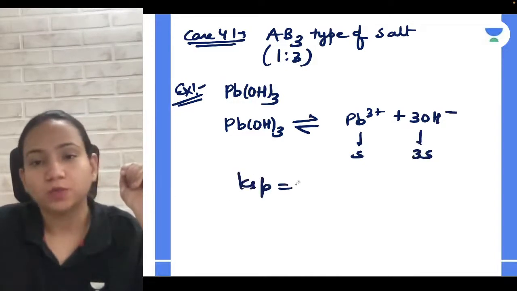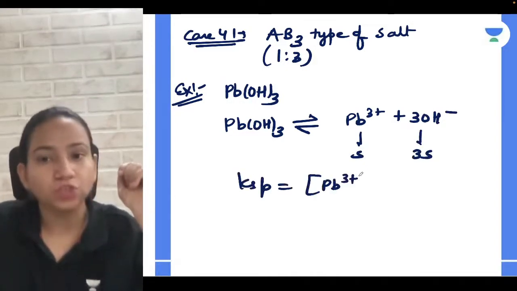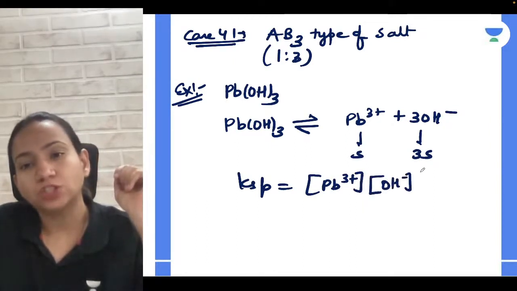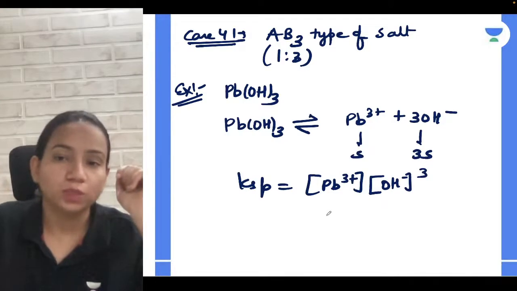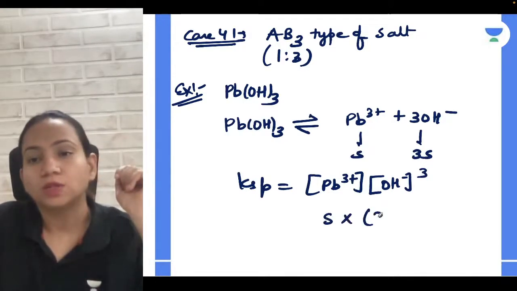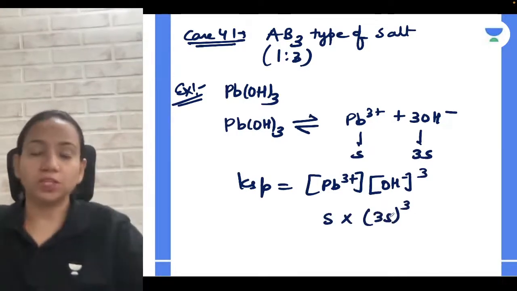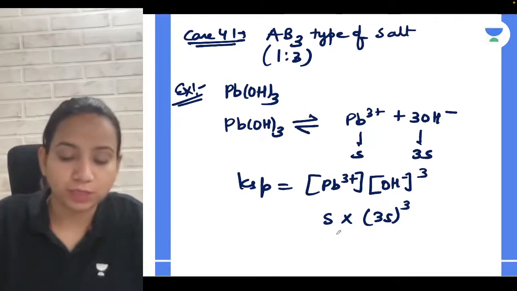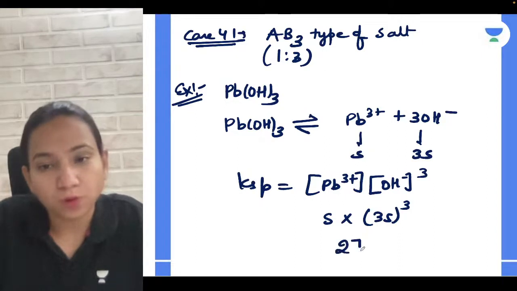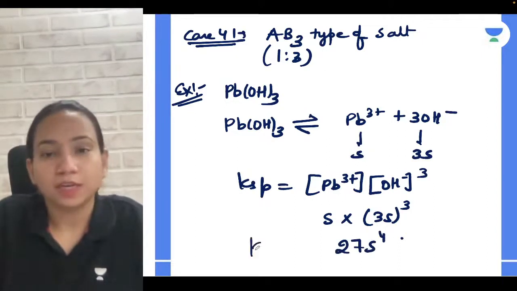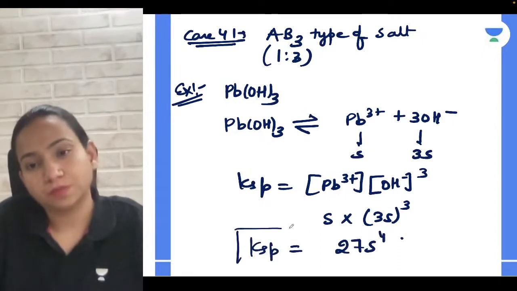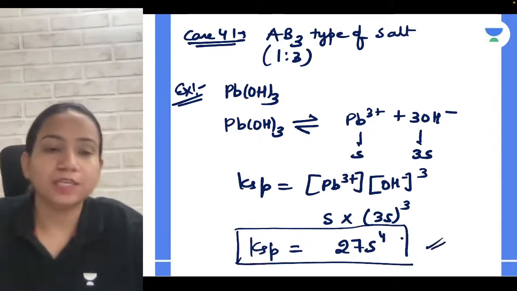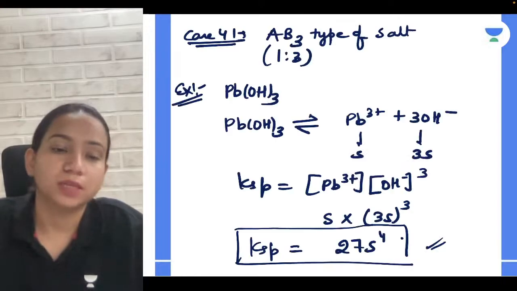KSP, if I write, what will it be? Pb3+ ion concentration into OH minus ion concentration to the power 3. So this will be considered as S into 3S to the power 3. So 3S cube will be 27S cube into S. So it will be 27S4 will be the KSP relation here. I hope everyone is understanding. Anyone having any doubt, let me know, guys.